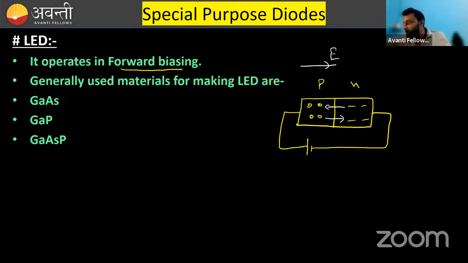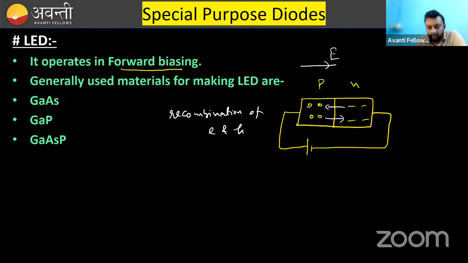Some energy is released in the form of photons. Now, in normal diodes, like in silicon and germanium diodes, this emitted photon lies in the infrared region and just creates heat, lies in the infrared. So what I'm saying, there happens a recombination of what? Electrons and holes. And due to this recombination, energy is released.